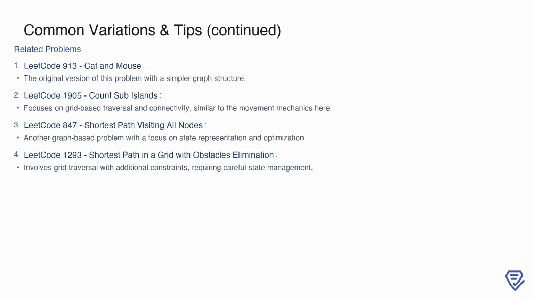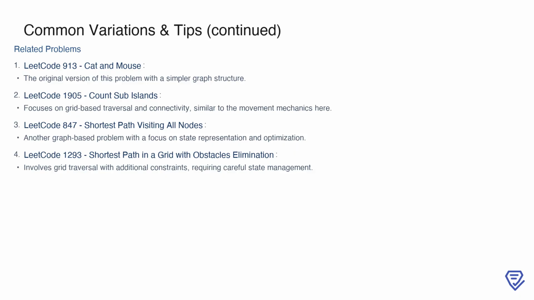If you're looking for related problems to expand your understanding, there are several on LeetCode worth exploring. Problem 913, Cat and Mouse, is a simpler version of this problem with a more straightforward graph structure. Problem 1905, Count Sub-Islands, focuses on grid-based traversal and connectivity, which aligns with the movement mechanics in this challenge. Problem 847, Shortest Path Visiting All Nodes, is another graph-based problem with an emphasis on state representation and optimization, similar to what's required here.